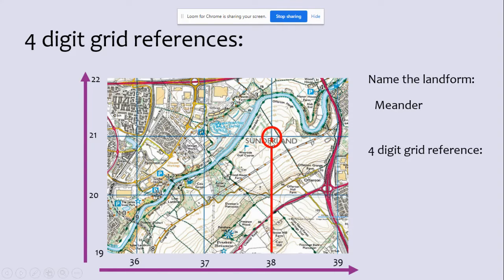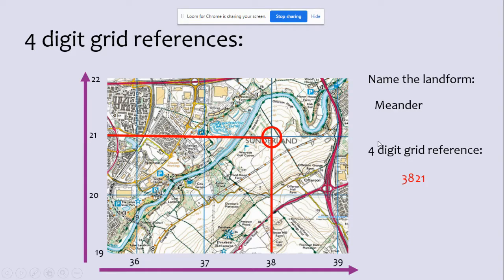It's line 38. So our first two digits are going to be 3 and 8. Then we're going to go up the stairs, so we go here. Our next digits are going to be 21. So our 4-digit grid reference is 3, 8, 2, 1. You don't need to put a comma or a dash or anything in between. You just write it as a 4-digit number. So 3821. That is our grid reference.